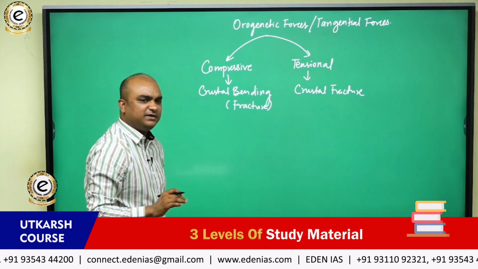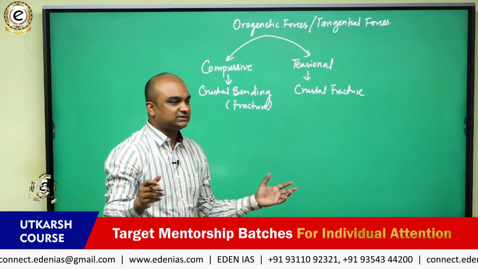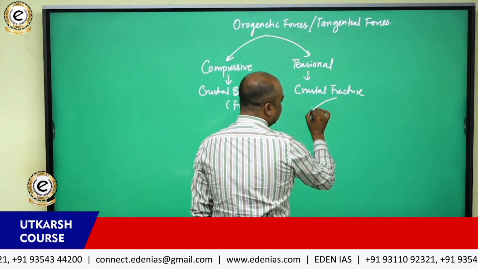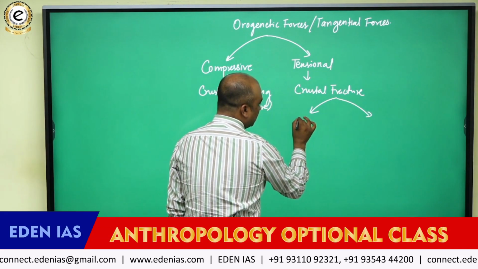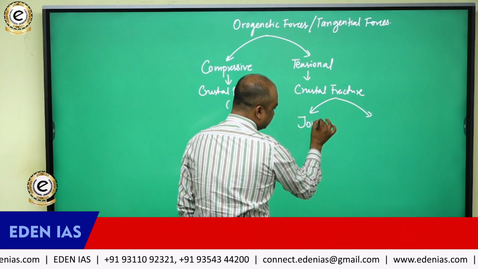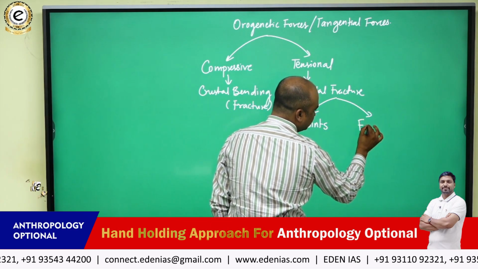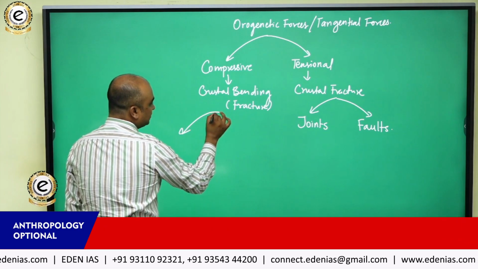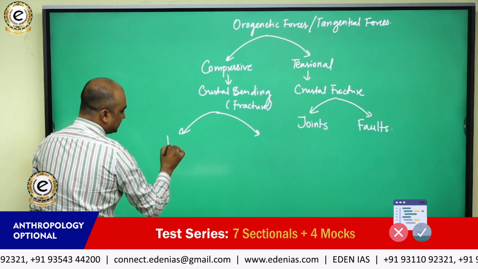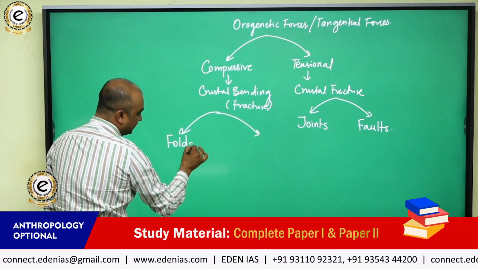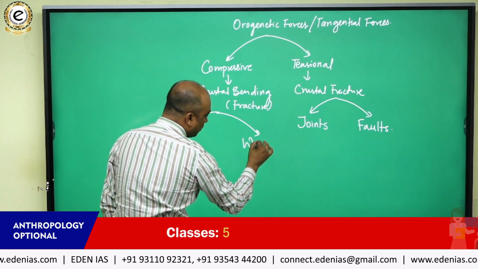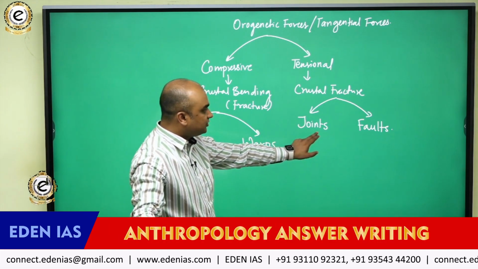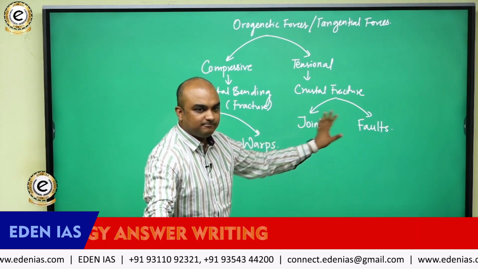Crustal fracture simply means developing of cracks over the surface. Got it? Now, crustal fracture is of two types. One is joints, the other one is faults. You understand that? Whereas crustal bending is also of two types. One is folding or folds, the other one is warps. Do you understand that? So let's talk about joints and faults first.